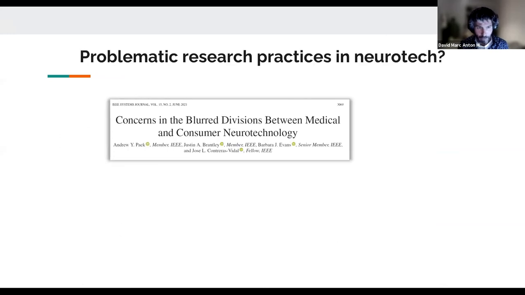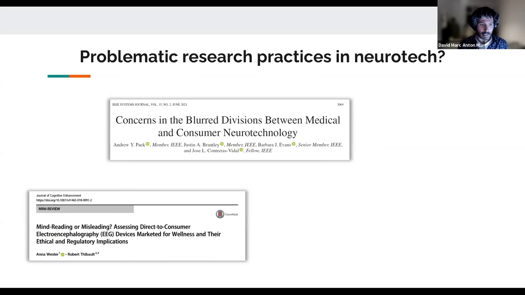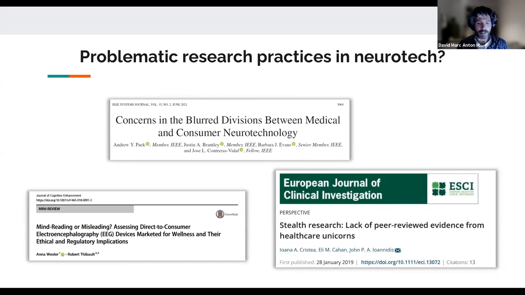However, if we look at the current situation, there have been concerns raised that there's a big gap between the way medical and consumer neurotechnology is being developed and also advertised. Language is misleading in marketing claims, for instance, that can't be backed up by evidence, and that also involves ethical and regulatory implications. And lastly, if we look at the history of unicorns, there is a lack of peer-reviewed evidence for a lot of companies that have made a lot of revenue, but the evidence base for the products that are being sold is often scarce.